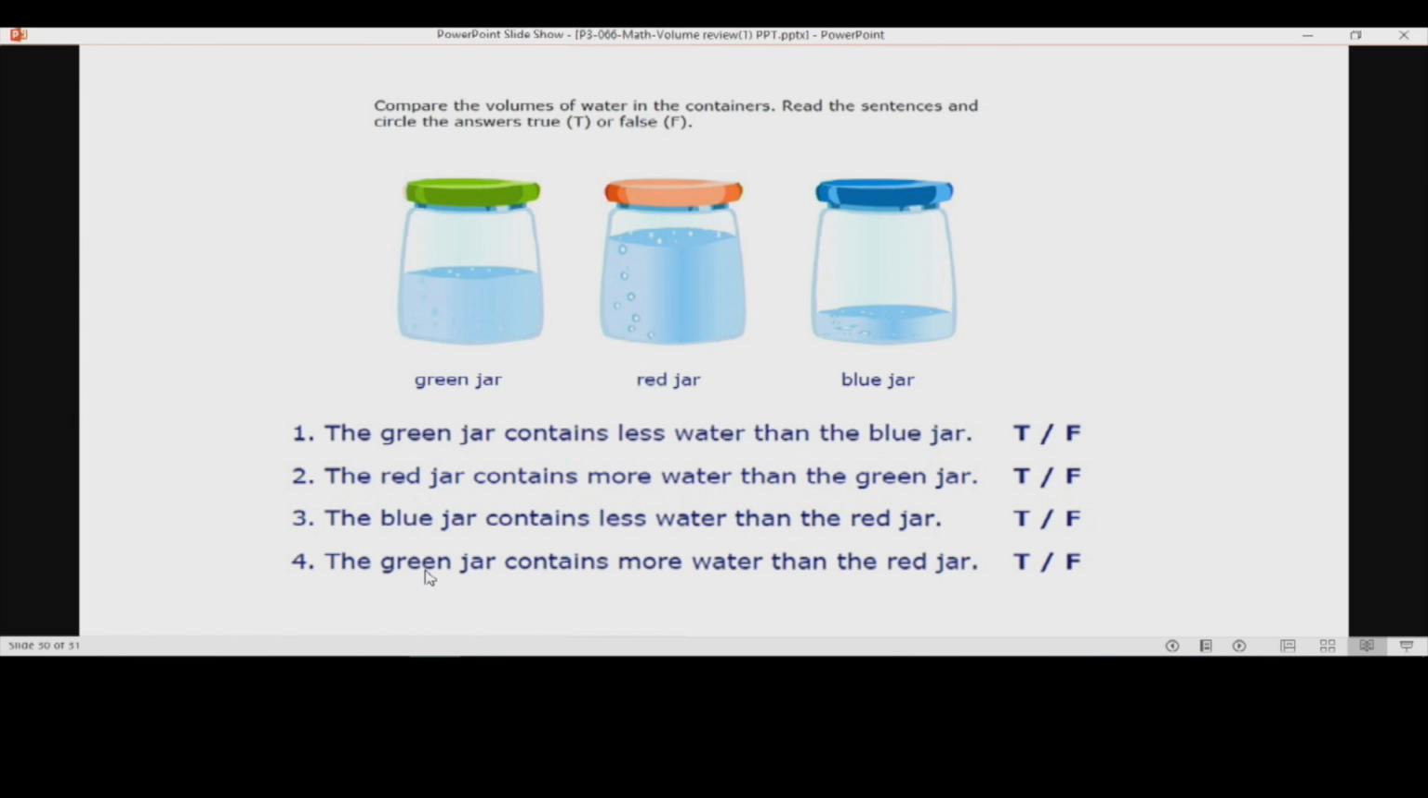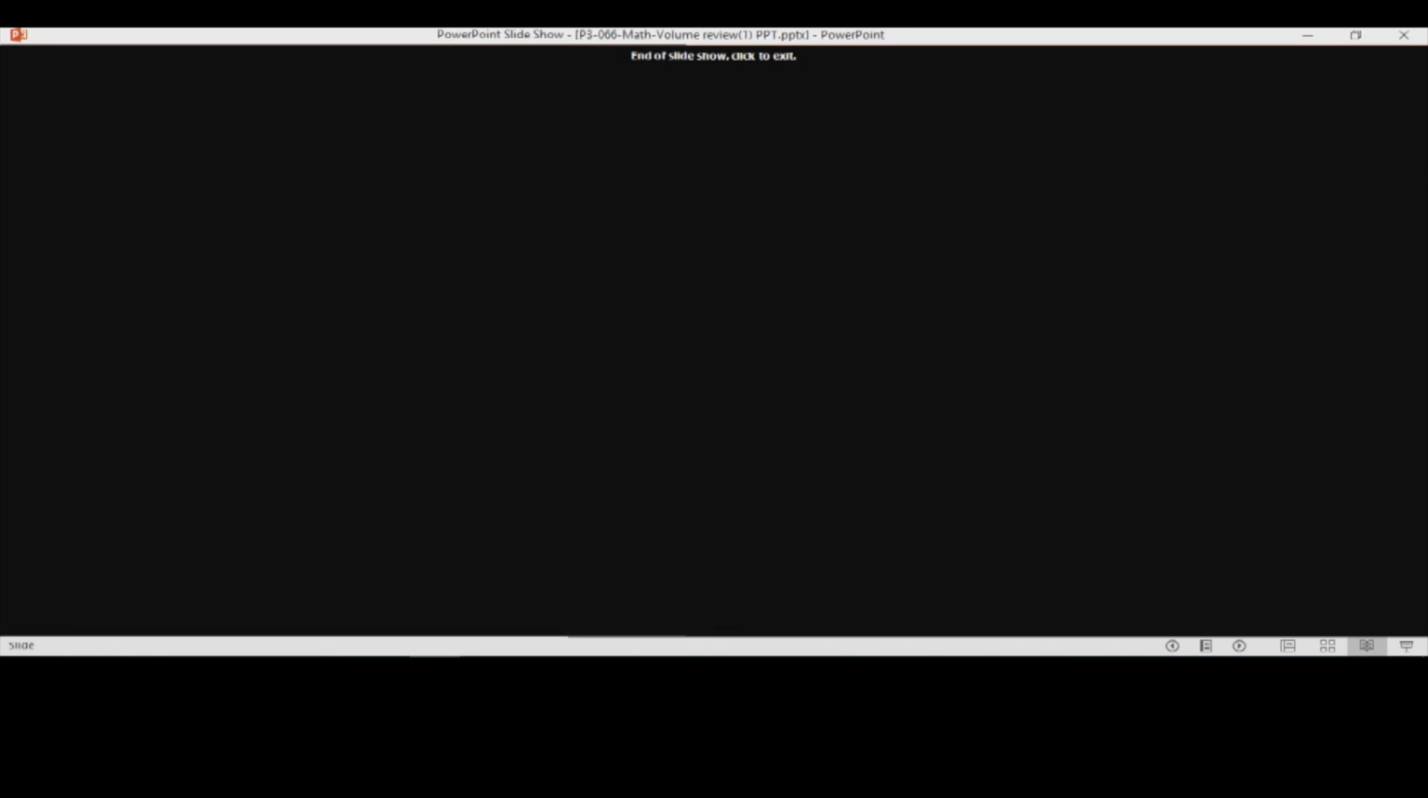The green jar contains more water than the red jar. True? No. False? Yes. You can see the water in the green jar is here, but the water in the red jar is here. So the green jar has less, not more. So well worked out, guys. Any questions? No. Okay, well done, very good.